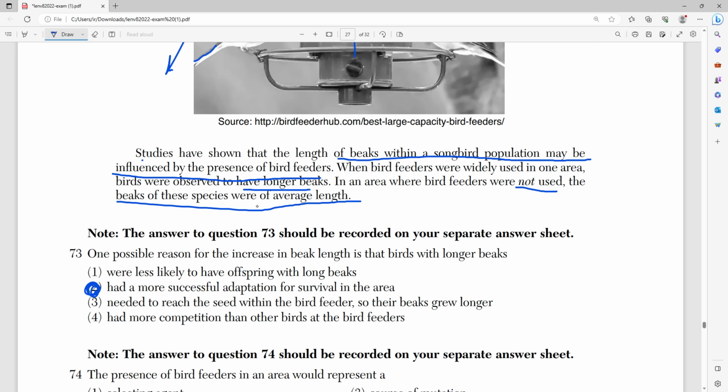Right, so they needed to reach the seed. A lot of people choose 3, a common mistake. This is wrong because the birds don't grow longer beaks. They evolve over time, or they find an adaptation over time to grow longer beaks, right? This is Lamarckian evolution. That's wrong, right? That's like saying that a giraffe got its long neck in its lifetime because it just wanted to reach trees. No, the giraffe got its long neck over generations of evolution because the longer neck was a successful adaptation for survival in its habitat, right?